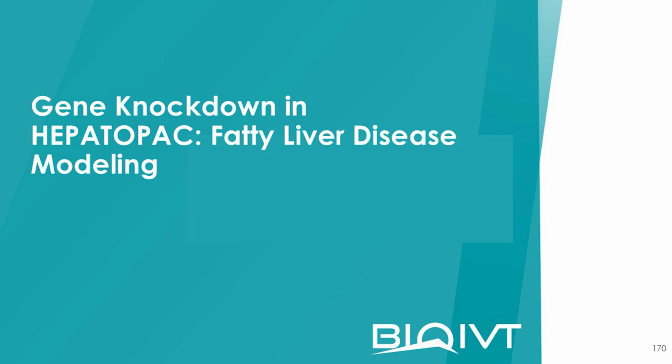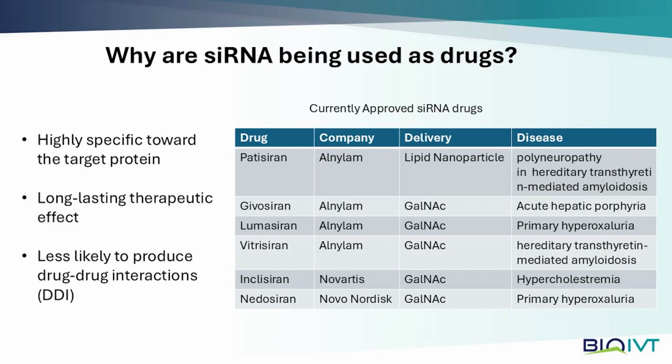So with all of that about small molecules, separately, we had developed a gene knockdown platform in HEPATOPAC, and we wanted to combine that with this fatty liver disease model. So using siRNA mainly, and siRNA we had used both as a research tool as well as, it's a drug modality. So why are siRNA being used as drugs?